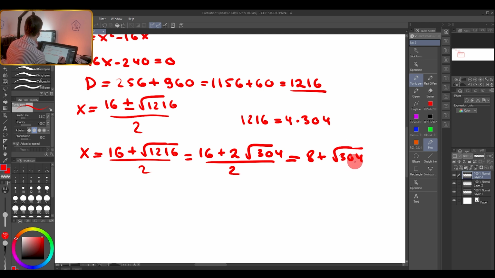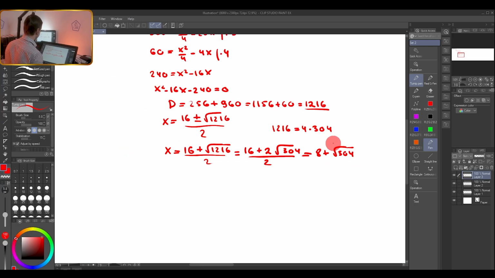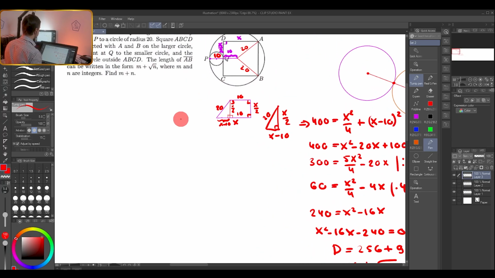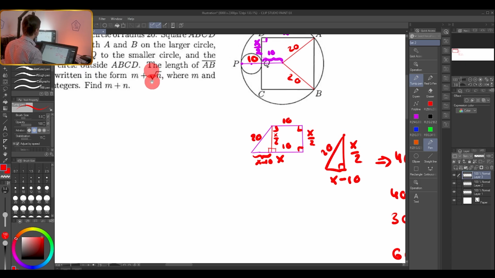Well, of course, 304 is also divisible by 4, right? Because 300 is divisible by 4 and 4, but you don't need to bring any other numbers from the square root here. Why? Because they want you to get your answer in the form. The side of the square should be in the form m plus square root of n. Just pay attention that there is no other numbers here in front of square root.